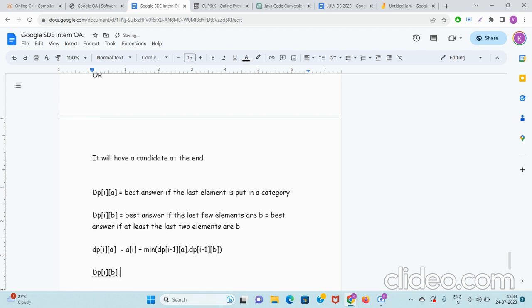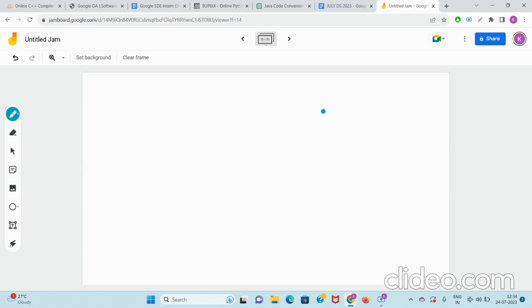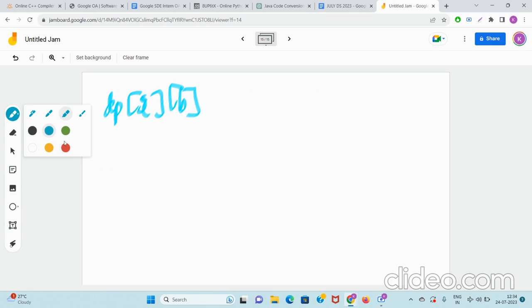This is important. This means you have to now forcefully make the last two elements b. You need to make at least the last two elements forcefully b. There is no other option. Okay, so guys, what will be dp[I][b]? Only focus on dp[I][b]. For an array, what will be dp of I of b?